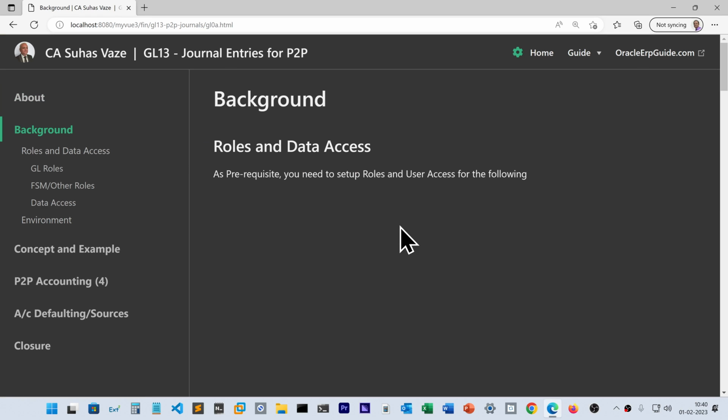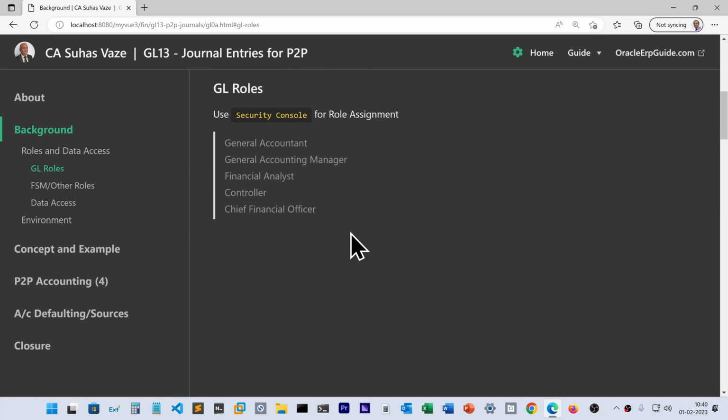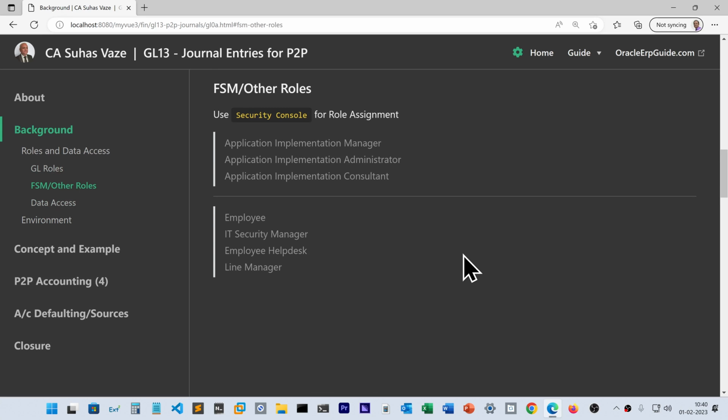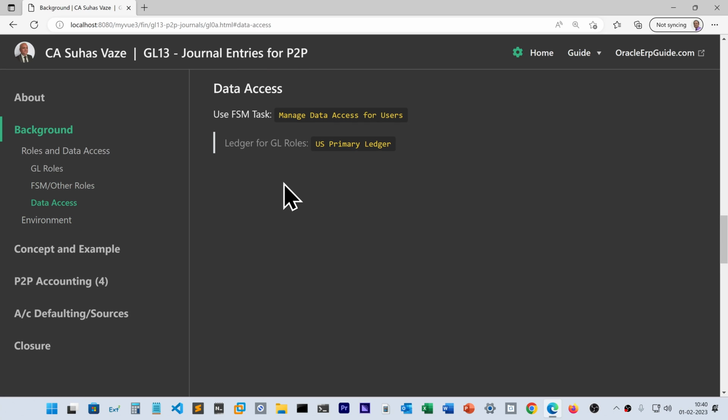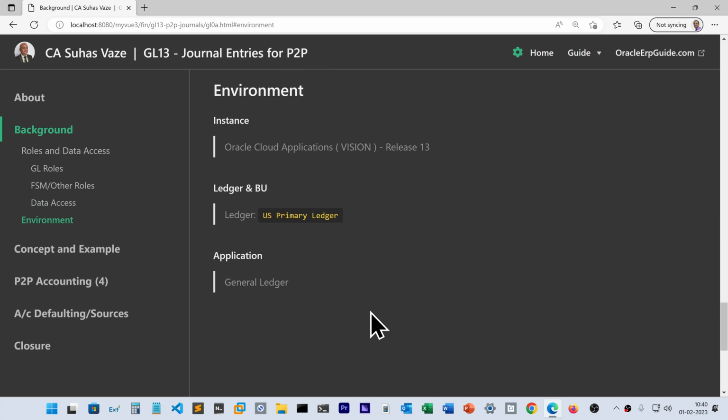If you want to execute the steps, you would need GL roles. GL roles you will need only if you want to see any journals. Otherwise, just the FSM and other roles should be sufficient. If you intend to see any journals, also provide the data access for US primary ledger. And the environment is Fusion Applications Release 13.